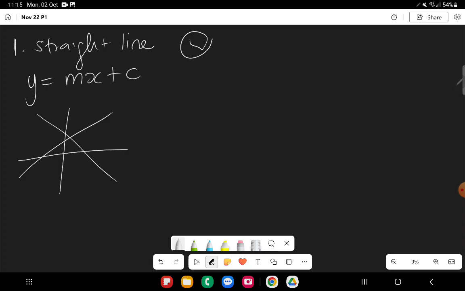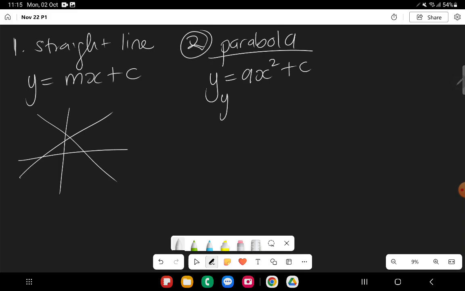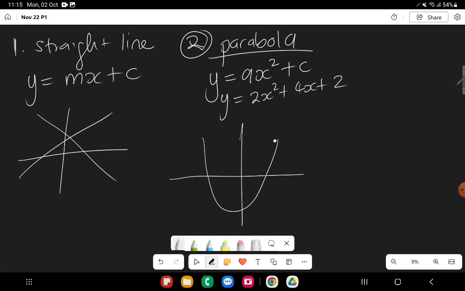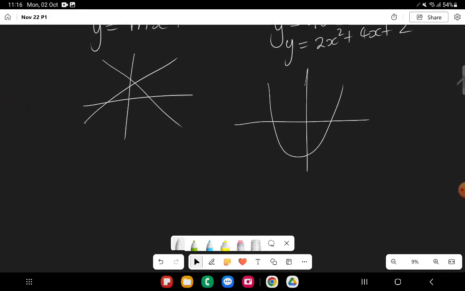The second type of graph that you know how to do is called a parabola. And the parabola's equation is y is equal to ax squared plus c. You know it more often like y is equal to 2x squared plus 4x plus 2, something like that. That is a parabola, and if we were to sketch this one, it looks like that. More or less, a rough sketch, right? Not trying to be accurate right now.